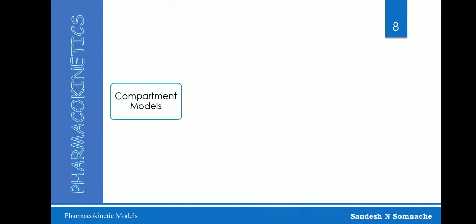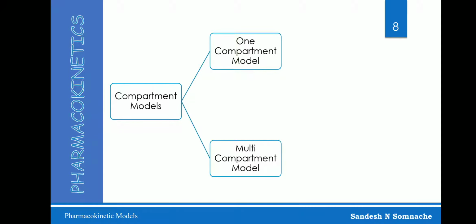Now, based upon the number of compartments, how many compartments are considered in designing a particular model? Compartment models may be one compartment model or multi-compartment model. In the one compartment model, the body is assumed as a single compartment or single unit, while in the multi-compartment model, the body is divided into various compartments like 2 compartment models, 3 compartment models and 4 compartment models.